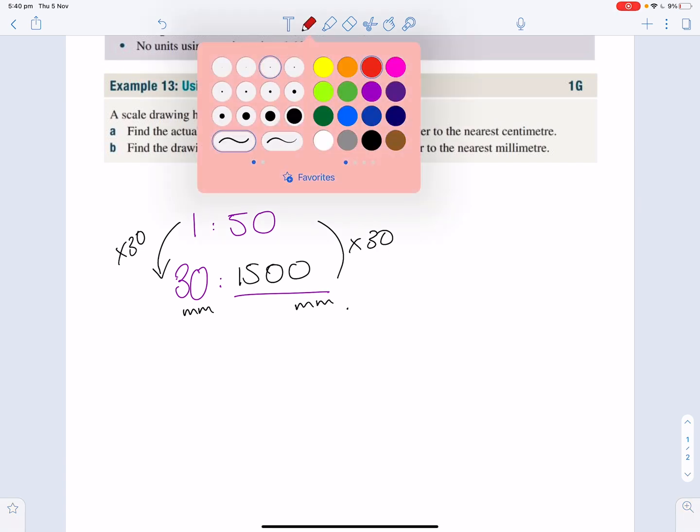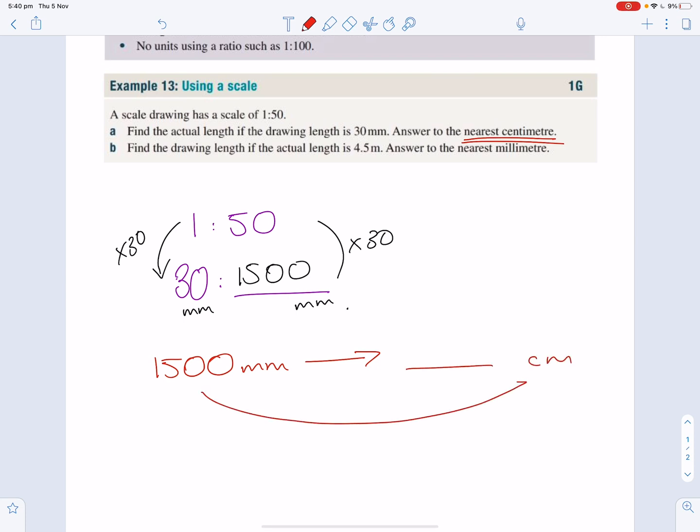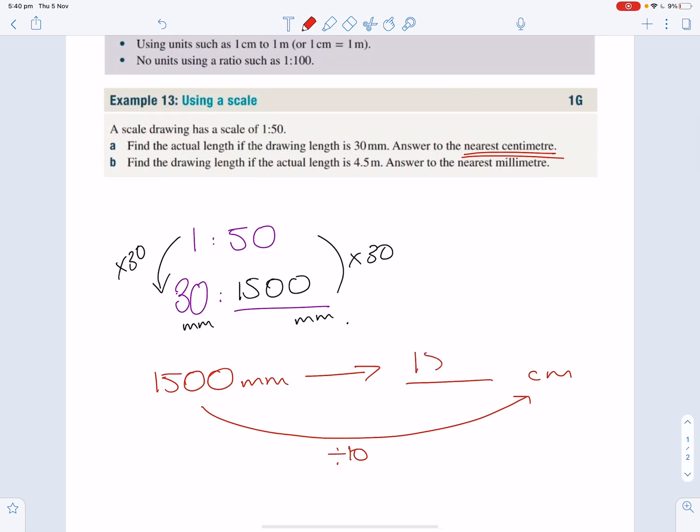Now the question asks us to give our answer to the nearest centimeter. So we need to convert 1500 millimeters to centimeters. To get from millimeters to centimeters, you need to divide by 10. So 1500 divided by 10 would give me 150 centimeters. Okay, so that's part A. Now part B.